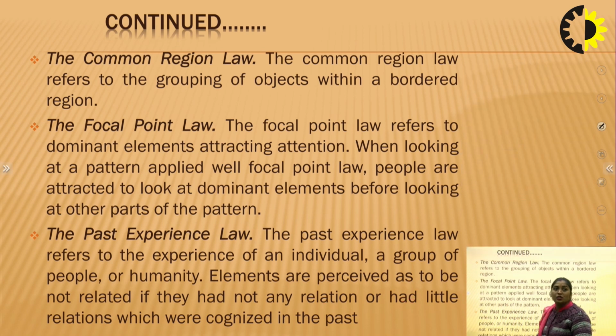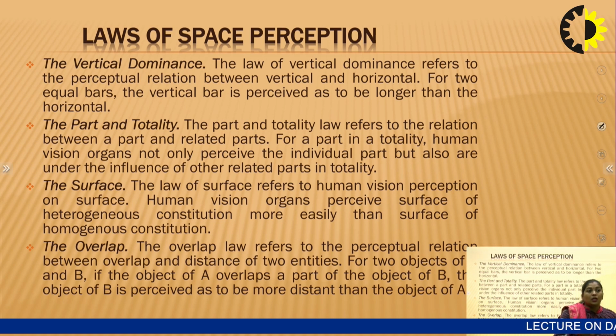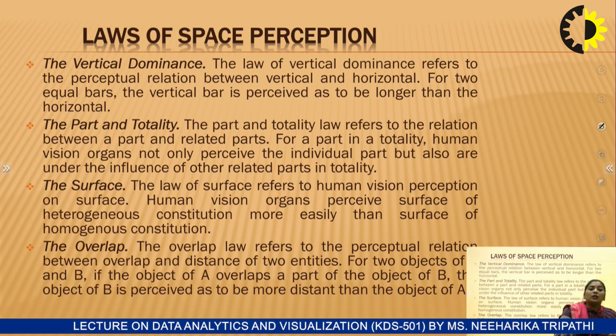So basically, the past experience law means we look at the past, analyzing the data according to previously experienced values. So we judge a person by his previous characteristics. This is the past experience law. We are looking at the past of the data. Next is space perception, as we discussed earlier at the start. Now, what is space perception? Space perception means the data objects are analyzed or clustered according to their distance.